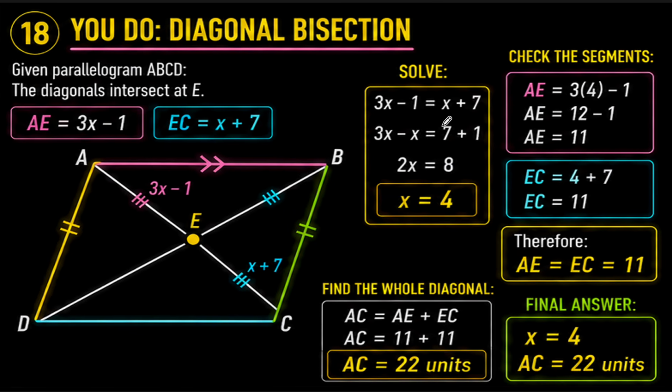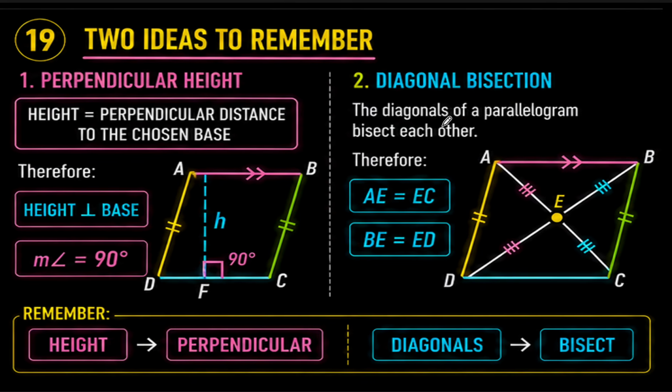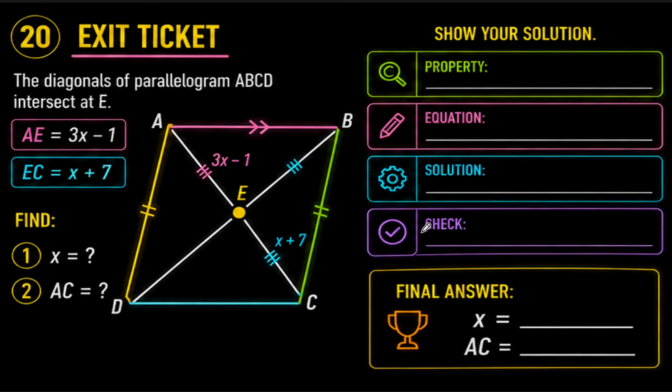So this is the answer for this particular you-do activity. So ideas to remember, perpendicular height. Height is the perpendicular distance to the chosen base. Therefore, ang height natin must be perpendicular to the base. At dapat ang measurement angle niya is 90. Pag sinabi naman diagonal bisection, the diagonals of a parallelogram bisect each other. Therefore, ang AE dapat is equal to EC, ang BE ay equal sa ED. Okay? So, that's the thing that we need to do.